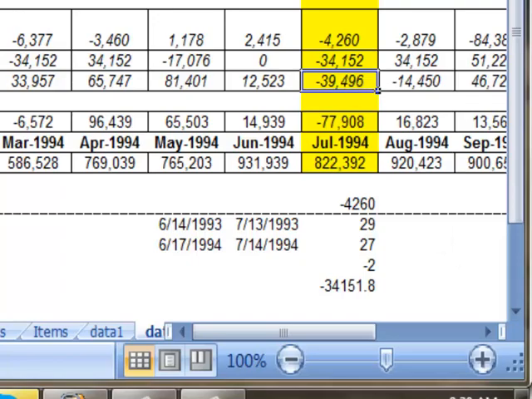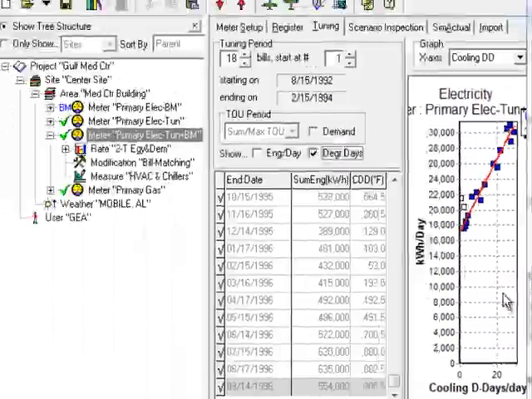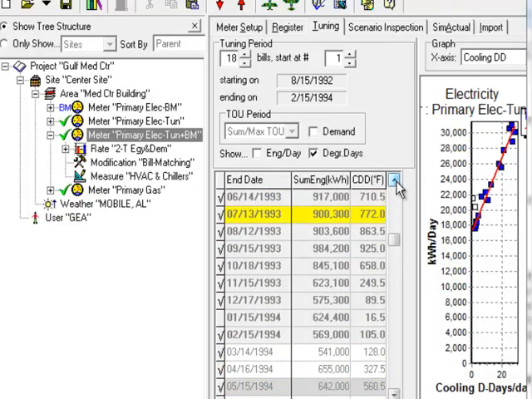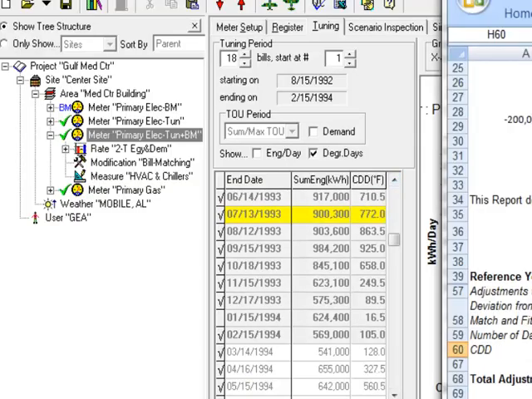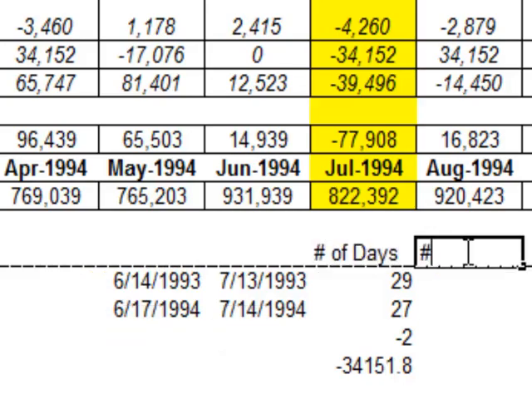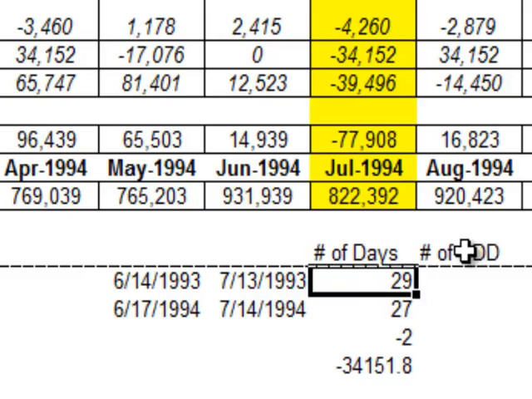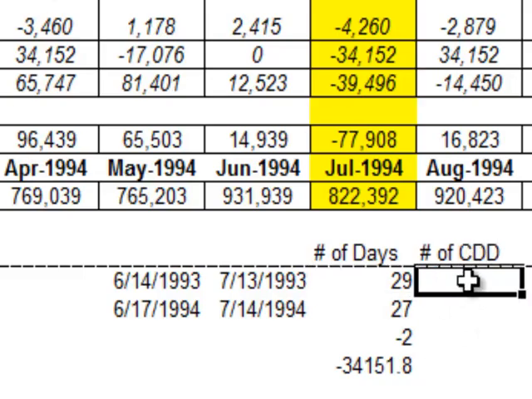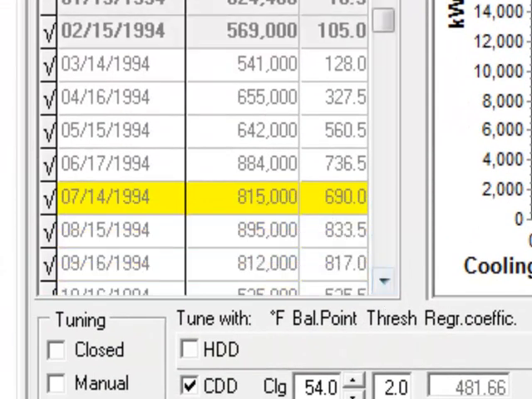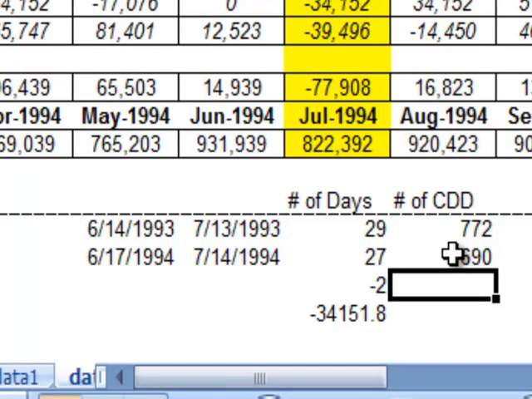The last thing we're doing is really a very similar thing. We're taking the difference in the number of cooling degree days. So our reference year has 772 degrees. Let's move this over here. This is number of cooling degree days. And so we've got 772. If we scroll down, we've got 690 cooling degree days.